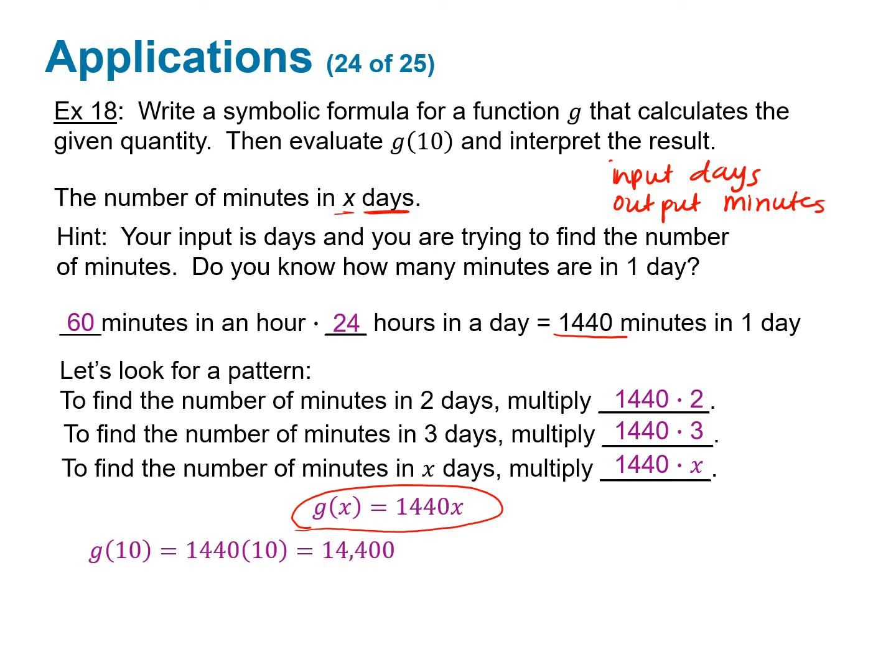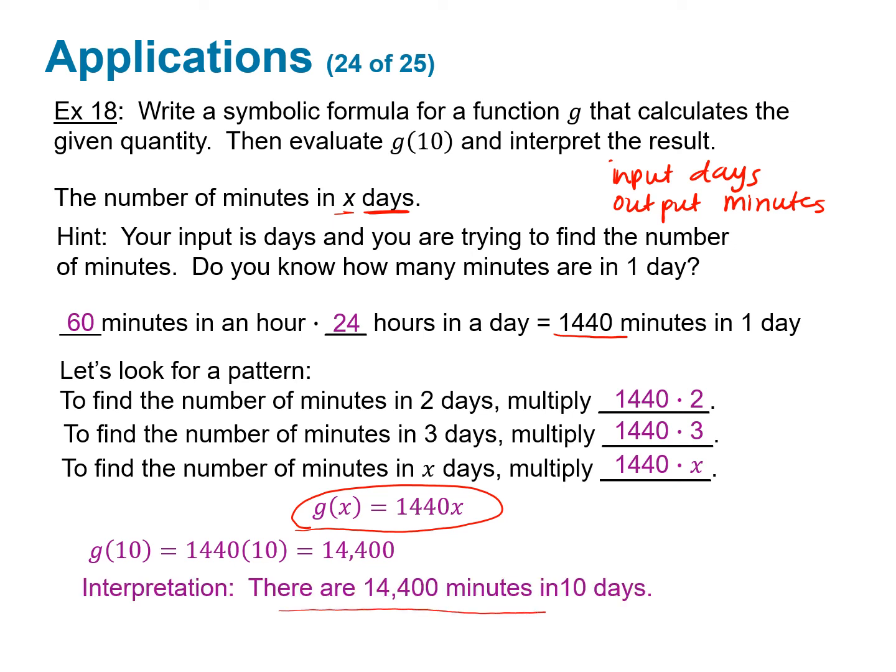So g of 10 would equal 1440 times 10 because that's 10 days. How many minutes are in 10 days? 14,400 minutes are in 10 days. And there we go with our interpretation.